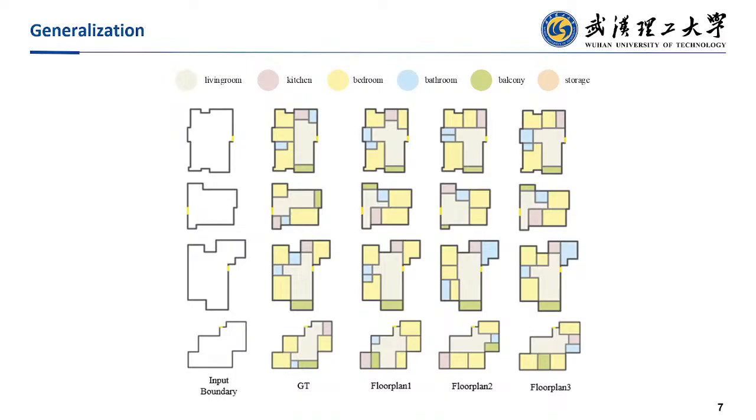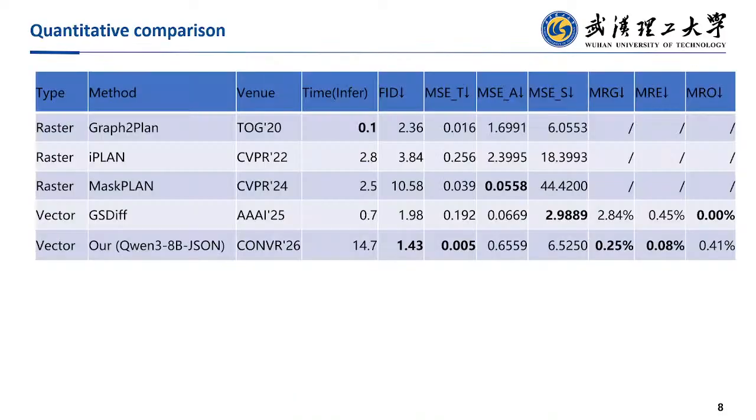So you can see that the result is quite good and reasonable, and it's also diverse. It may have different types, like for this, it is the kitchen. This kitchen may be in here, or maybe here, or maybe there. So here are some results compared to other methods that exist.